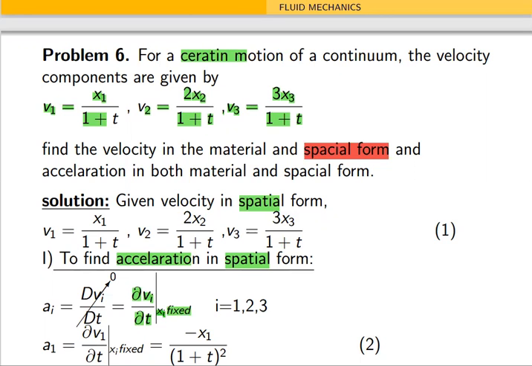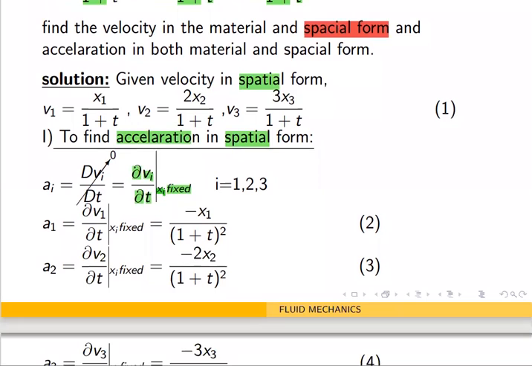So what is A1? A1 is nothing but dou V1 by dou t with xi fixed. Take V1 and differentiate with respect to t. X1 is constant, so keep x1 as it is, and the differentiation of 1 by 1 plus t is minus 1 by 1 plus t whole square. That's our A1. Take A2 now.